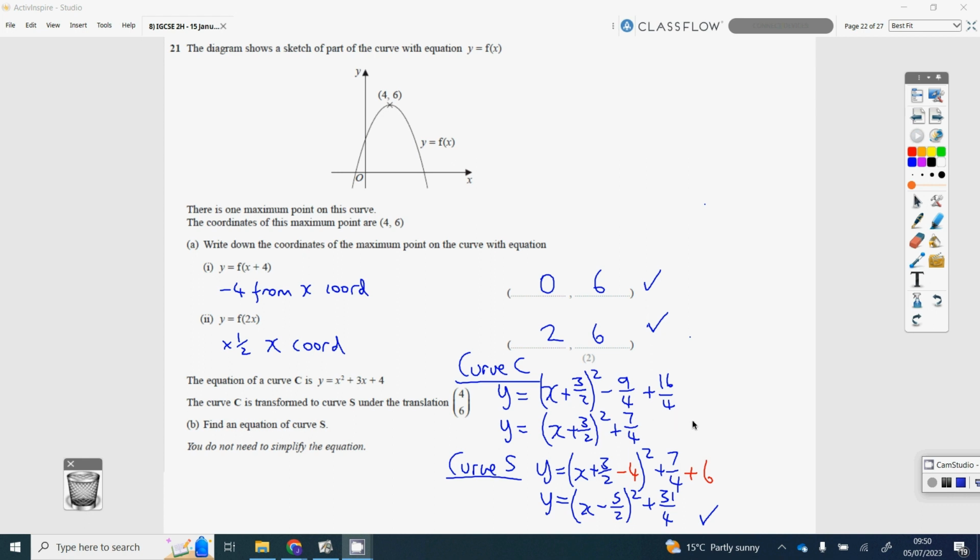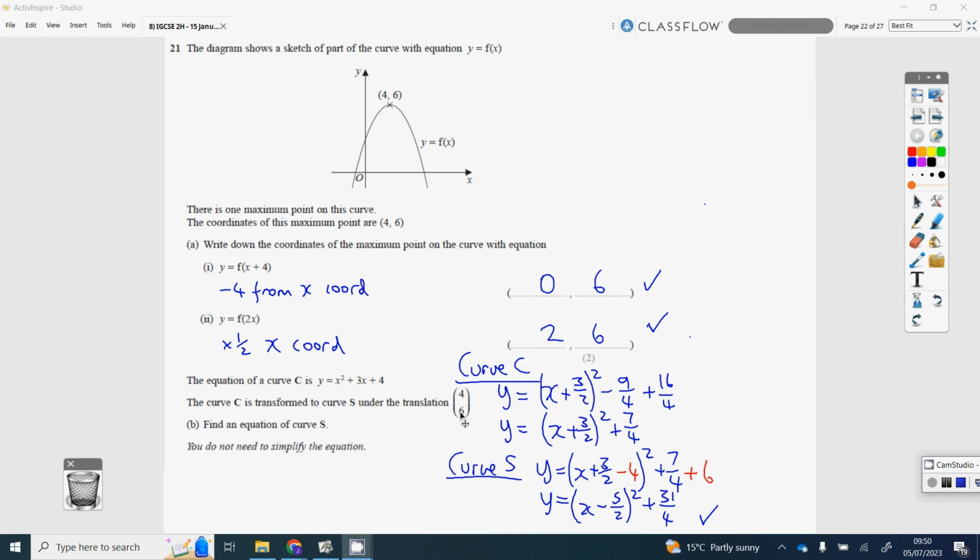Then gathering up my like terms here, I've got minus 9 over 4 and 16 over 4, which is 7 over 4. So that's me having completed the square, so rewriting the curve in an alternative format. Now it's easy for me to do the transformation. For my x, I need my x coordinate to move 4 to the right. So this goes inside the bracket and does the opposite to going 4 to the right, so it's minus 4. Okay, so the minus 4 inside the bracket represents a plus 4 transformation of the x coordinates.